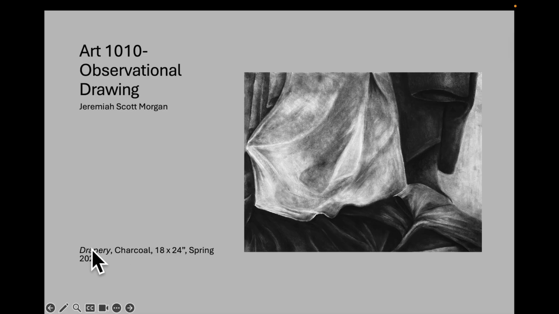Notice that drapery is italicized. That's because that's the title of the piece. Another comma, 18 by 24, which is the height by the width in inches. Inches are communicated by using a quote mark. Then you have another comma and then spring 2023. So that's when this was created, in the spring semester of 2023.